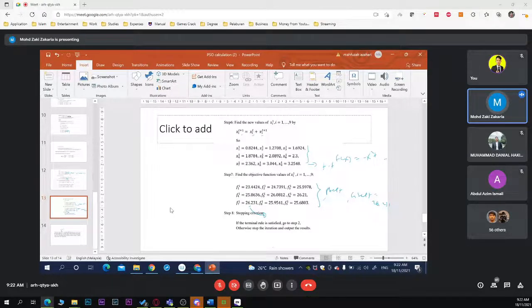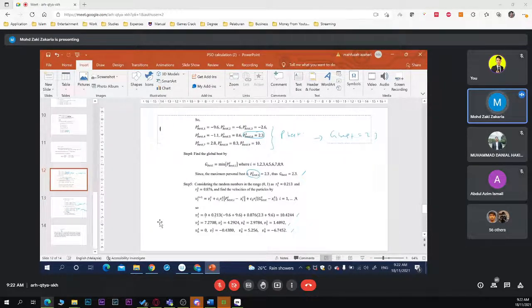Okay, step number 6 macam ni. We should consider two formulas. The first formula yang ni, this is equation number 1. After we substitute the value, P, we calculate P, so we can get the V. Yang ni faham kan? Step number 5.